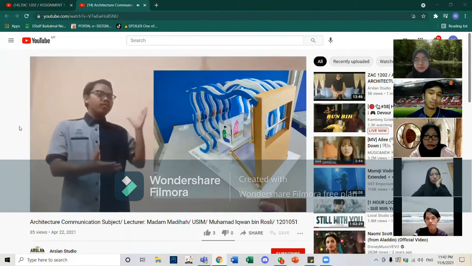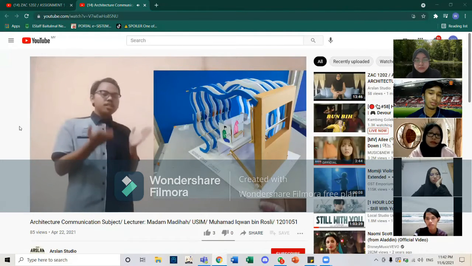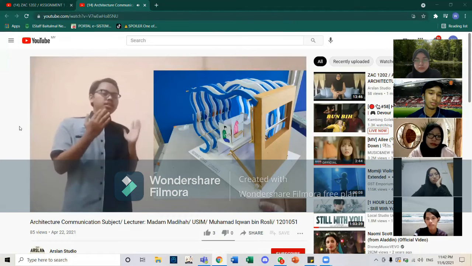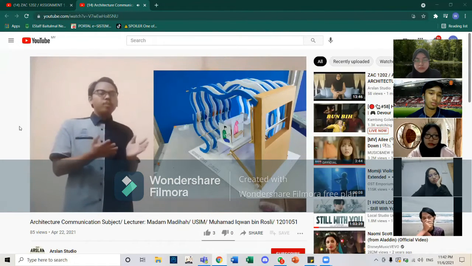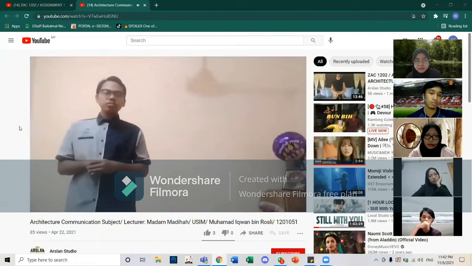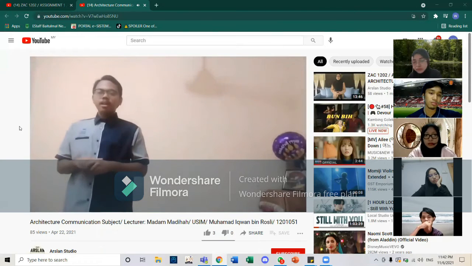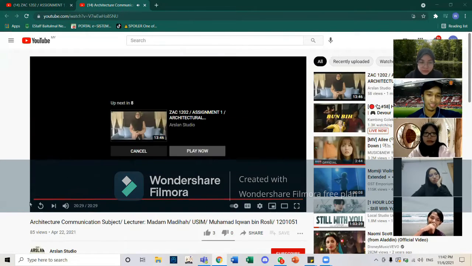So you can see the elevations, the sections, floor plan, interior, axonometric exterior, and one point perspective interior. So yeah, that's all for my design. I hope you like it, and thank you.